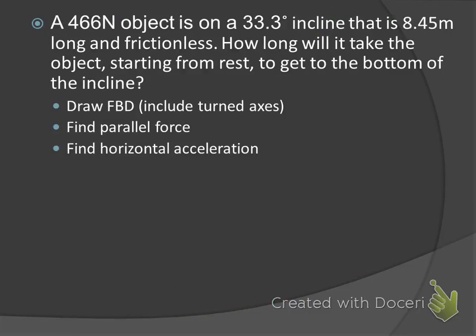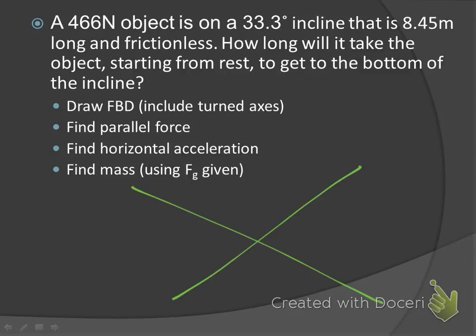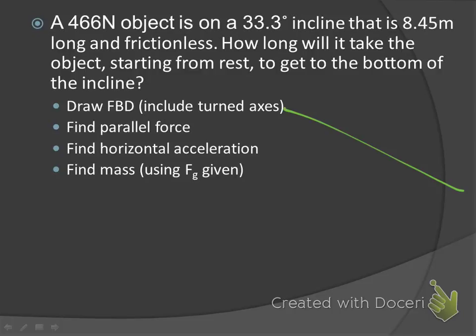An object sitting on an incline. It tells us the length of the incline, or the distance the object travels, and it wants to know time. So this is a little more complex than the last one. It doesn't matter which way it goes. It doesn't matter if we draw our incline this way or this way. It makes no difference. I just, for some reason, always draw them here. But that's totally up to you. If you want to do the other way, that's fine.